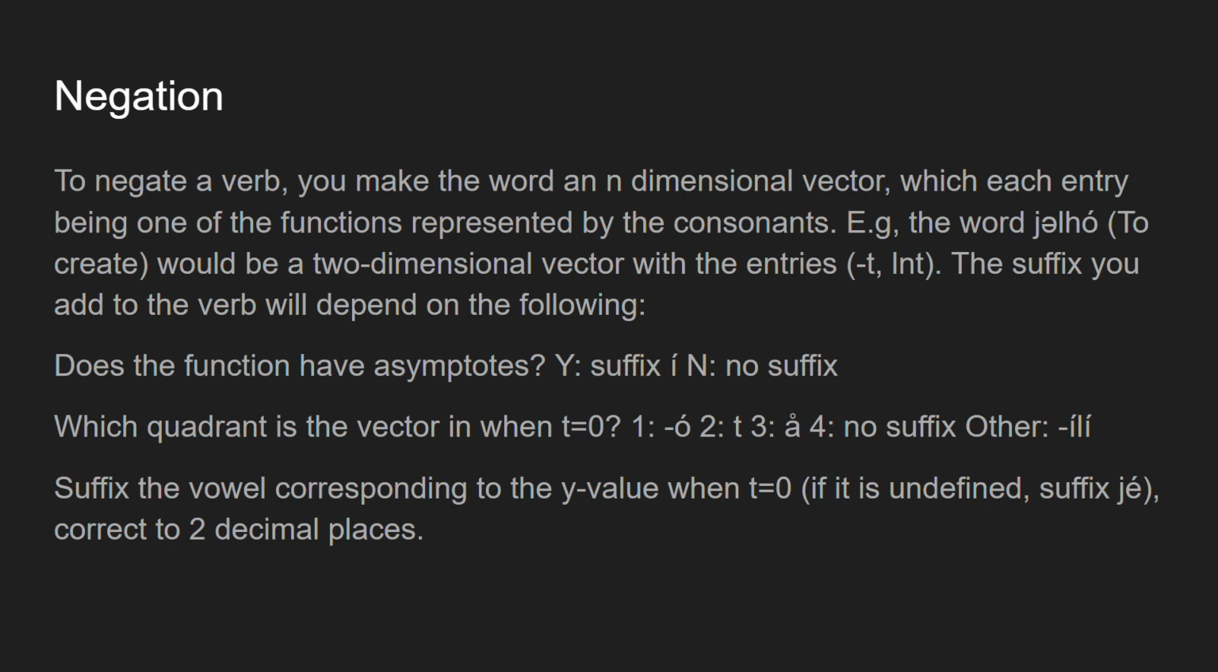The suffix you add to the verb will depend on the following. Does the function have asymptotes? If yes, suffix e. If no, no suffix. Which quadrant is the vector in when t equals 0? If it's in quadrant 1, suffix o. If it's in quadrant 2, suffix one vowel; if it's in quadrant 3, suffix another; if it's in quadrant 4, suffix nothing. And if t equals 0 is undefined, or the vector is 3-dimensional, you suffix ili. And then you suffix the vowel corresponding to the y value when t equals 0. If it's undefined, suffix the corresponding vowel, corrected to 2 decimal places.